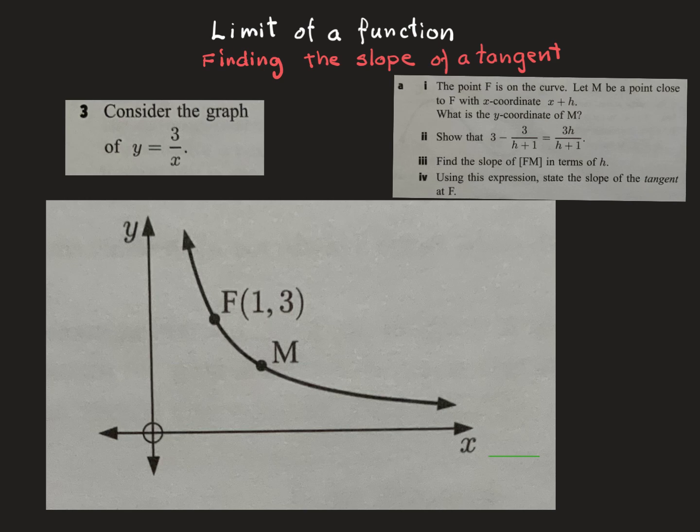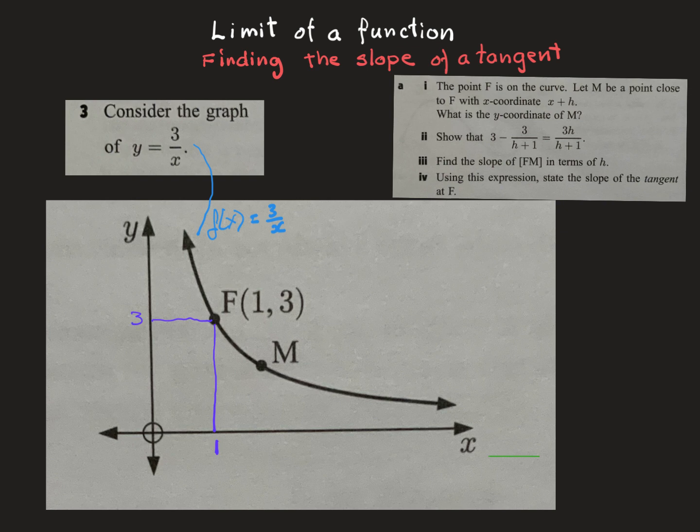Consider the graph of 3 over x, which is actually this graph over here. This is the function 3 over x. On this graph, we're told that there is a point F on the curve, this point over here, with coordinates (1, 3). We can mark that point down here: on the x-axis it's 1, and on the y-axis it'll be 3.